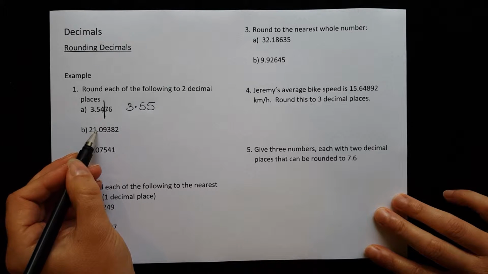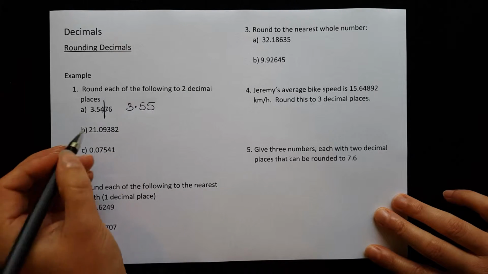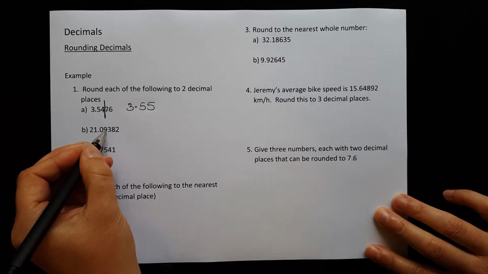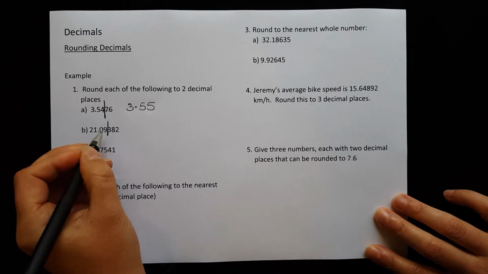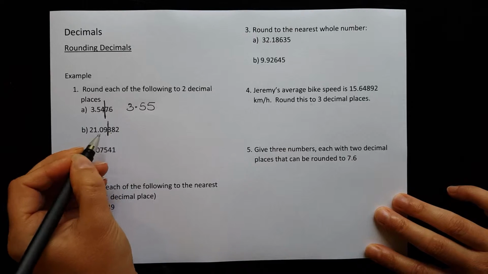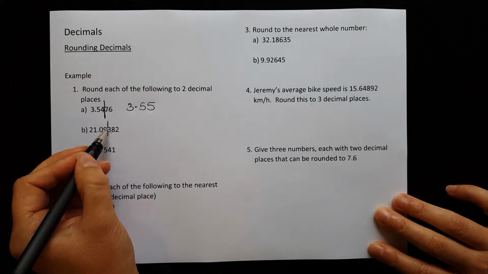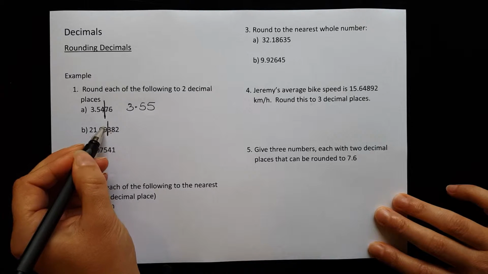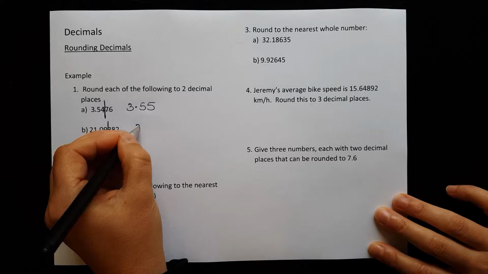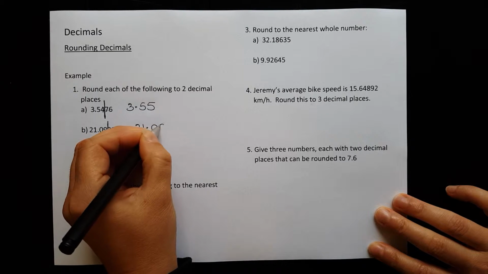We have 21.09382. So I want 2 decimal places. So there's 1, 2 decimal places. Then I'm going to cut it off after that. The number after the line is a 3. So it's less than a 5 this time, so I'm just going to cut it off and it's going to stay as 21.09.